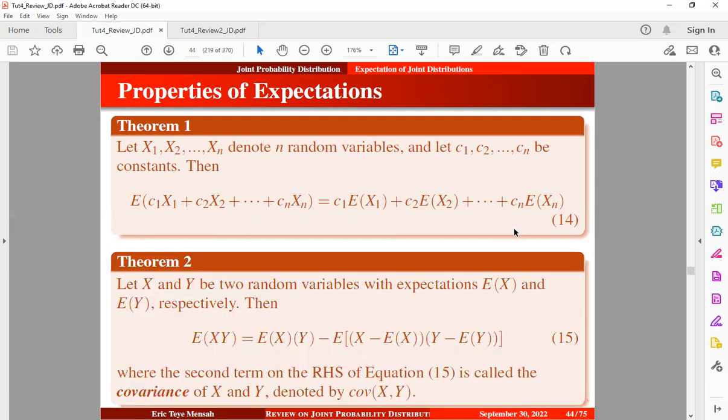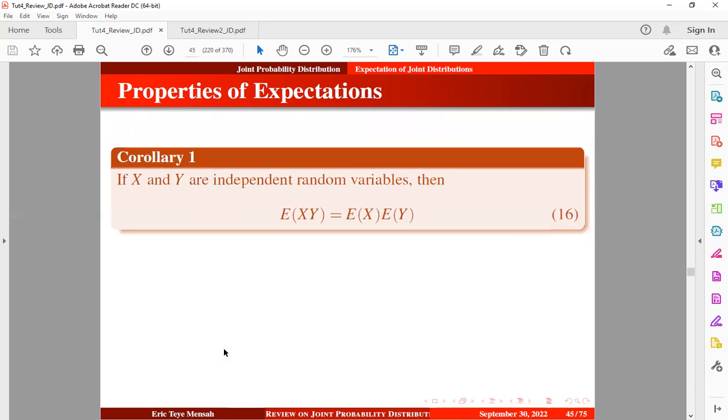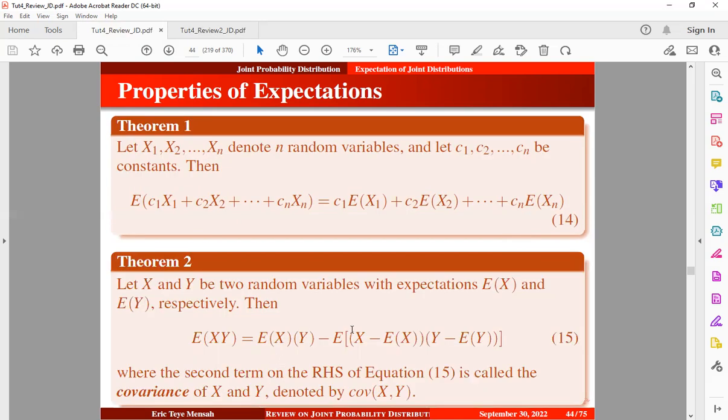Okay, all right. Now another theorem, theorem 2. Let x and y be two random variables with expectations E of x and E of y respectively. Then the expectation of the product of the random variables x and y can be expressed in this form, as shown in equation 15, where the second term on the right hand side is called the covariance of x and y. We'll take a look at this very soon in our subsequent tutorial. This defines the covariance of x and y that can be denoted in this form. Kindly take notice of this theorem 2.